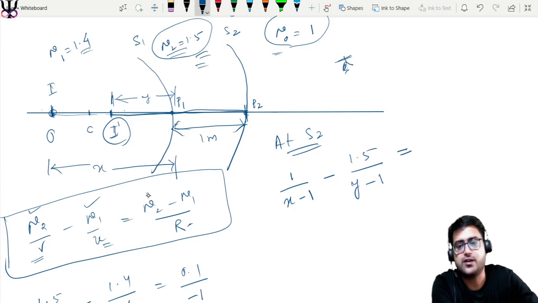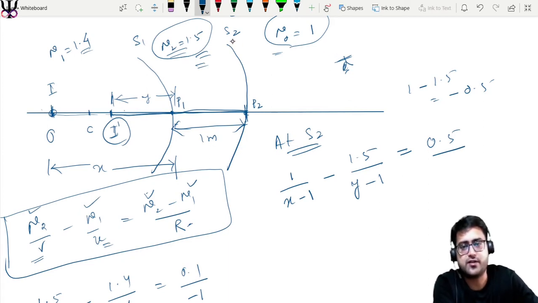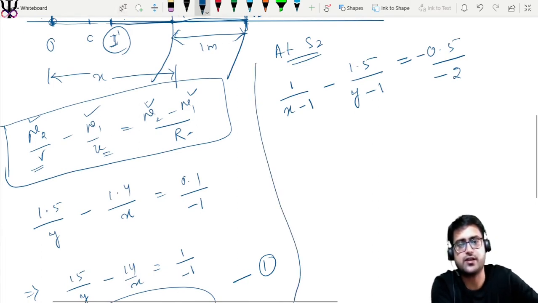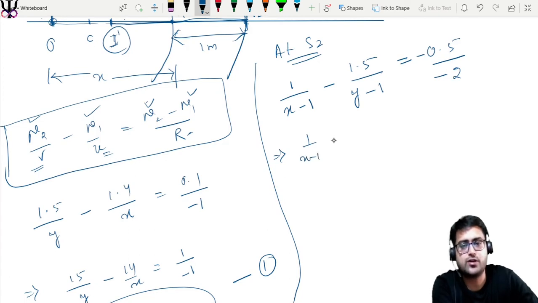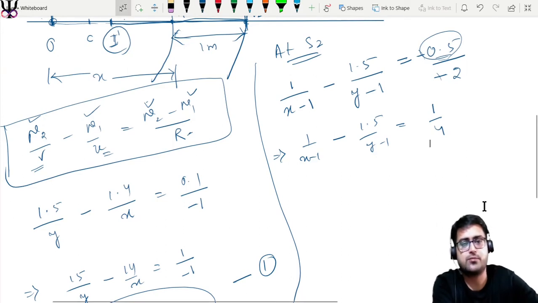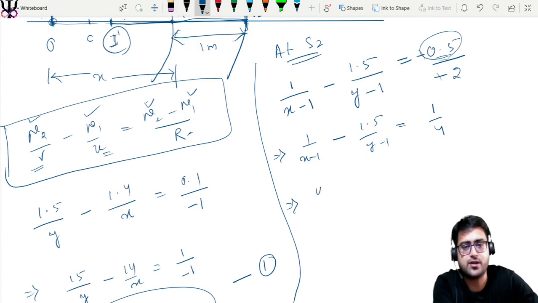And then that is going to be mu2 minus mu1, which is 1 minus 1.5, which is negative 0.5. So it's going to be 0.5 divided by the radius of curvature of S2, which is 2 meter, but using sign convention, it's going to be minus 2. It's going to be minus and minus. So if I separate everything like this, it's going to be 1 by x minus 1 minus 1.5 by y minus 1 is going to be 1 by 2, minus minus cancels, so it's 1 by 2 is 1 by 4, correct? So what I'm going to do, I'm going to multiply 4 on both sides, which is 4 by x minus 1 minus 6 by y minus 1 equals 1. That's going to be my second equation.